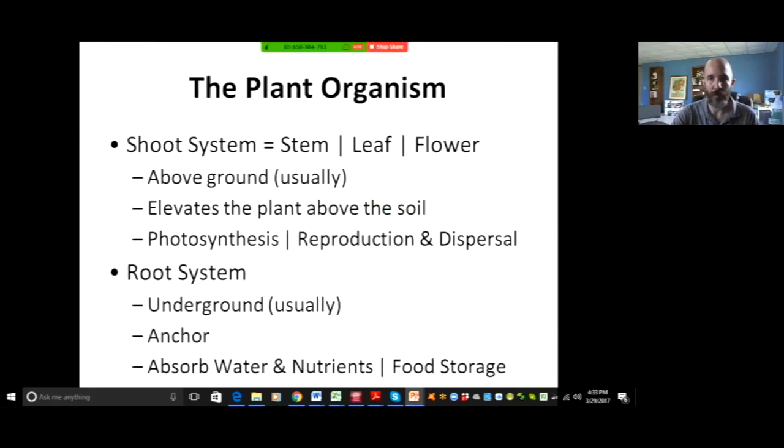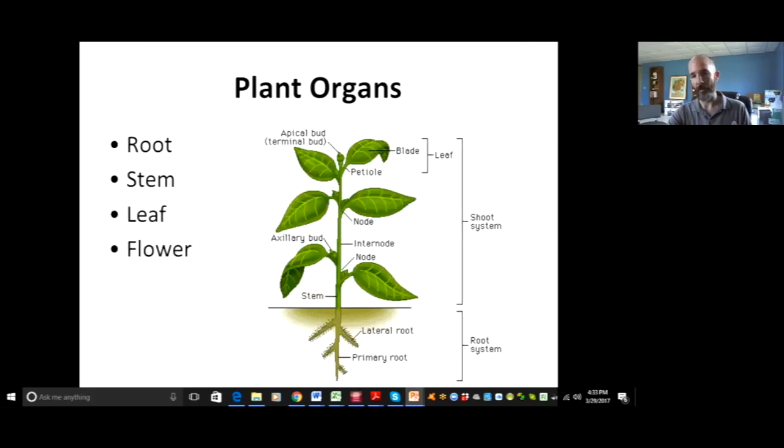You know, the shoot system and the root system, the shoot system being the stem, the leaf, and the flower, above ground, where photosynthesis occurs and which elevates the plant. The root system is underground, more of an anchor. It's food storage, and it drinks water for the plant and absorbs nutrients. The leaf tissues can too. And you have plant organs. So again, fairly familiar. Root, stem, leaf, flower. You can see some of the vernacular here, like that apical meristem.